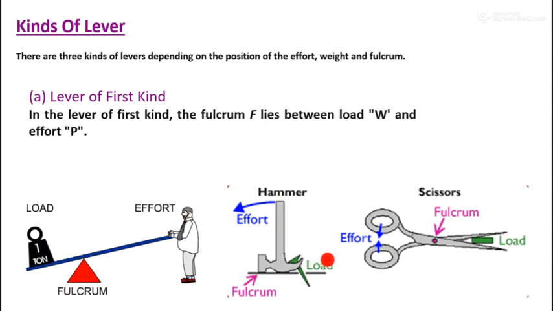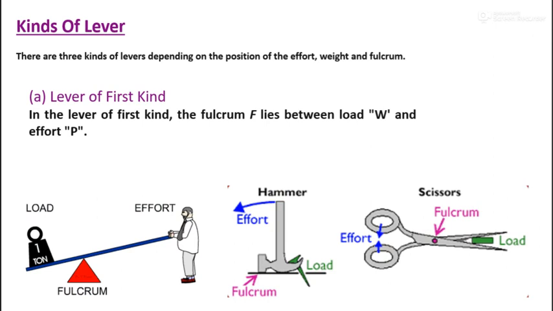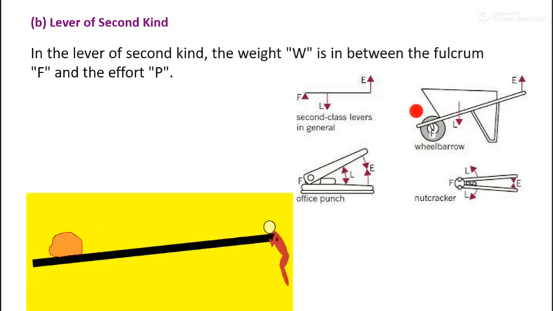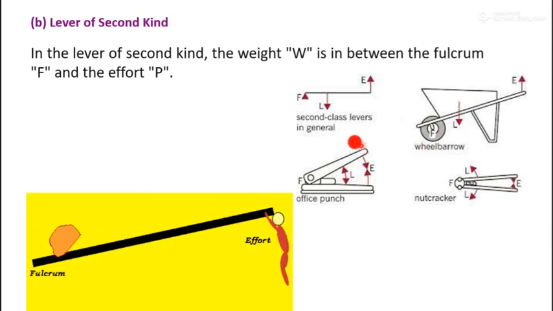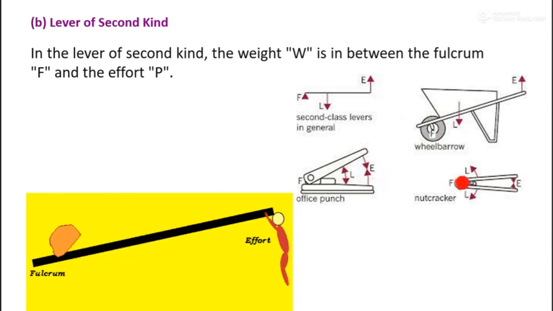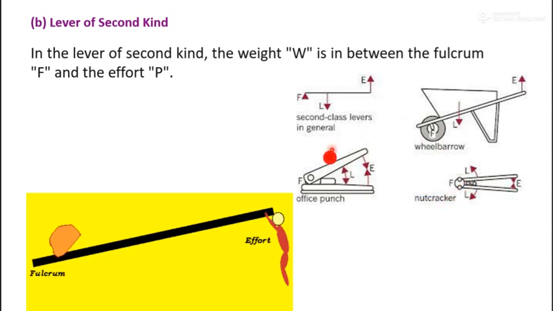This is the lever of first kind. Now, second kind of lever. These are examples of lever of the second kind. In this, the fulcrum is on the outside of the load.